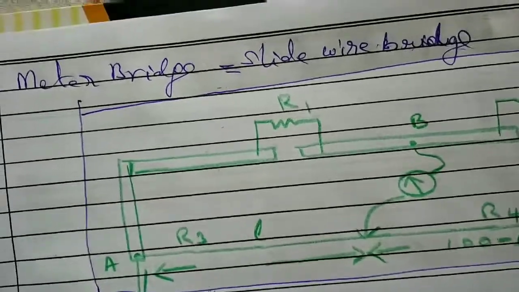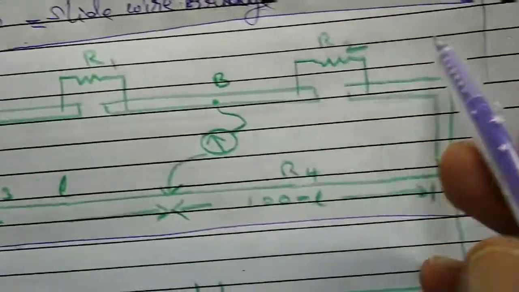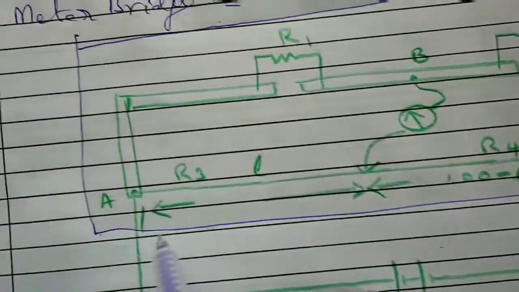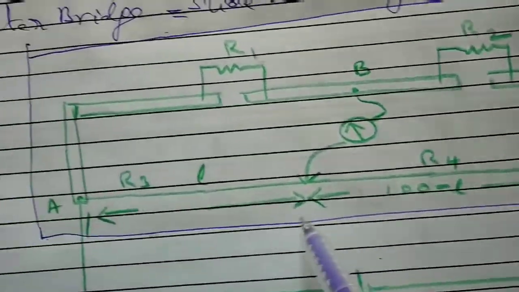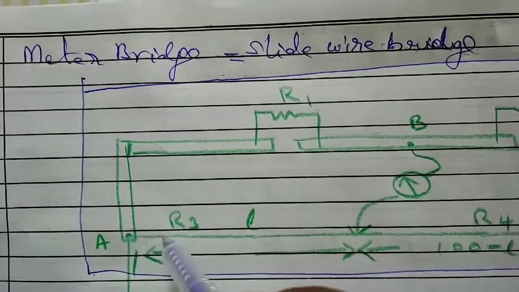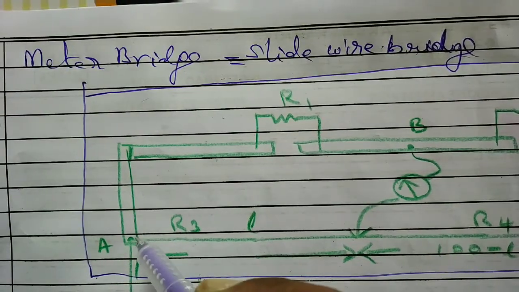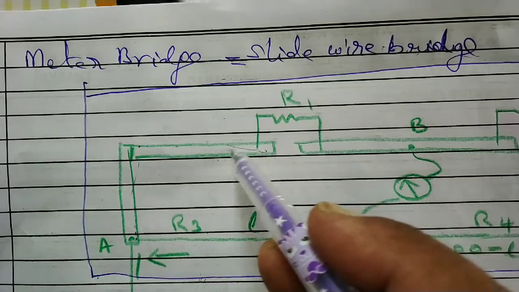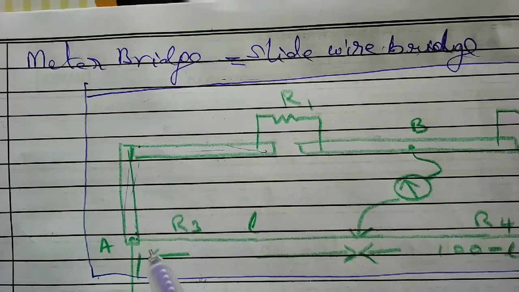In this, what is there? A 1 meter long wooden board is there. On this wooden board, there are metal strips made of brass, iron, aluminum. This is a metal strip in the form of L shape. It is fixed to the wooden board.